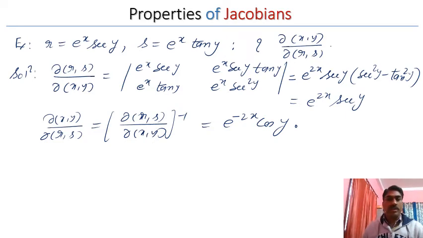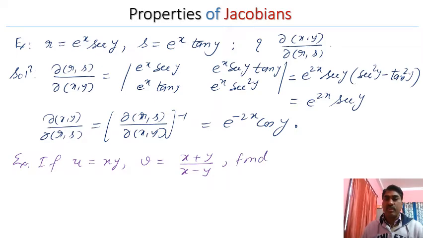Now we will take one more example. So let us find the Jacobian, if u is equal to xy and v is equal to (x plus y) by (x minus y), then find the Jacobian of xy with respect to uv. So mark that u and v are functions of x and y. So we can first find the Jacobian of uv with respect to x and y.